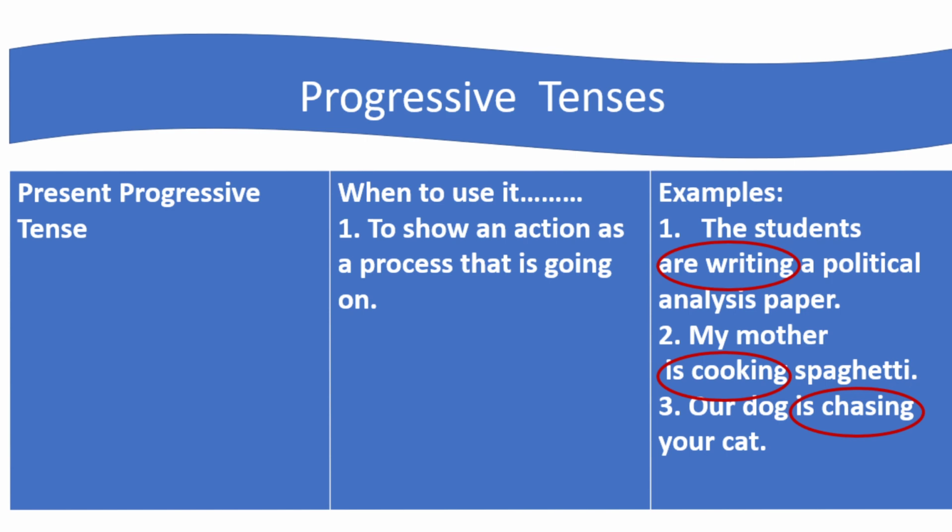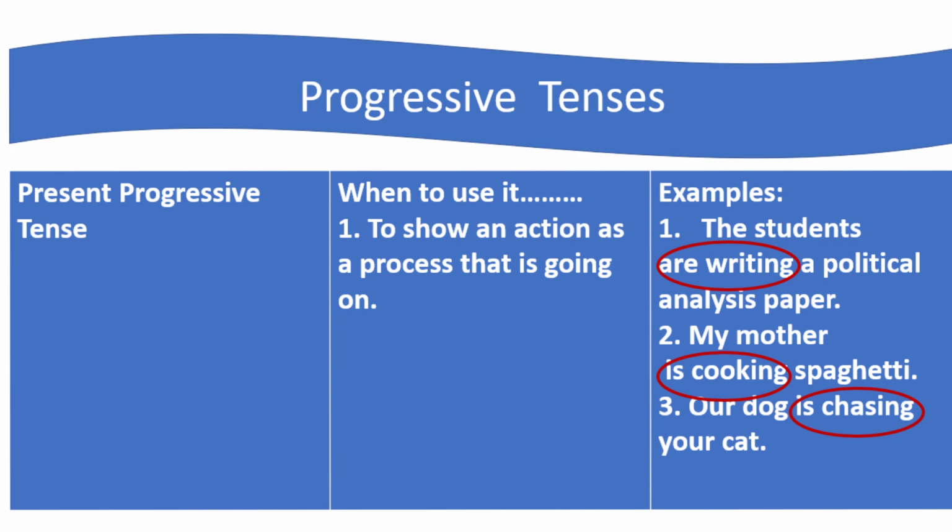So I have here tables again. The tense is on the first column. When to use it is on the second column. And then the examples are in the third column. If you are going to present your topic or lesson on tenses in this manner, it's very easy for your students to understand. They can easily follow. So when to use it?